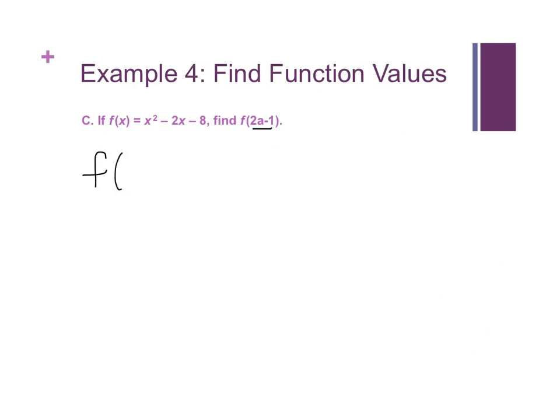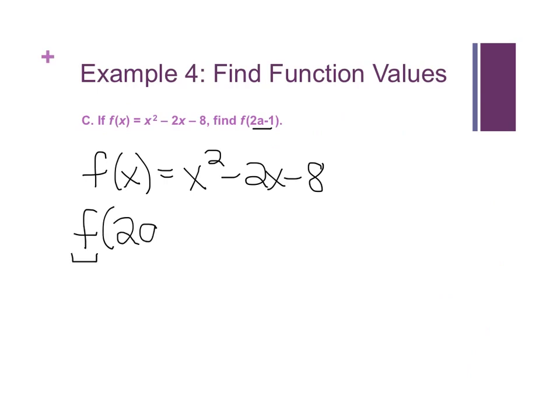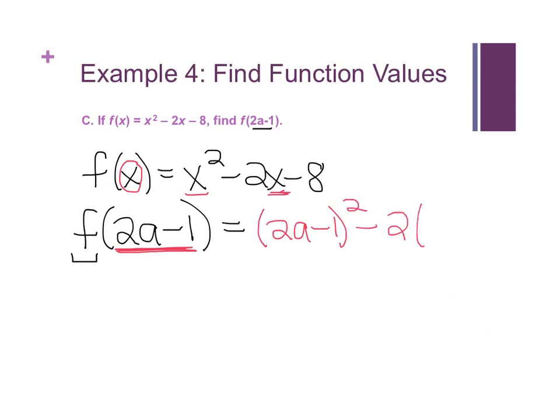So if I write out the function f of x equals x squared minus 2x minus 8, and I now want to evaluate that function f at 2a minus 1, you can see that I have taken the x value here, and now instead of x inside the parentheses, I have 2a minus 1, which means that each of these x values are going to get taken out and replaced with 2a minus 1. So I have 2a minus 1 squared minus 2 times 2a minus 1 minus 8.